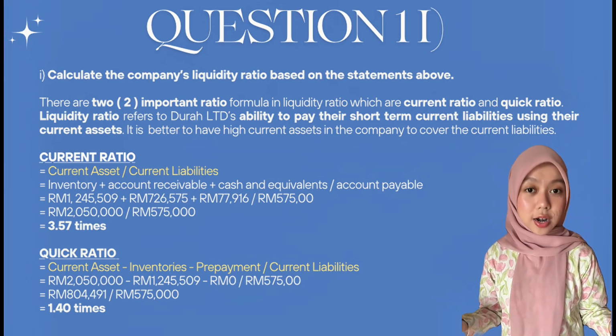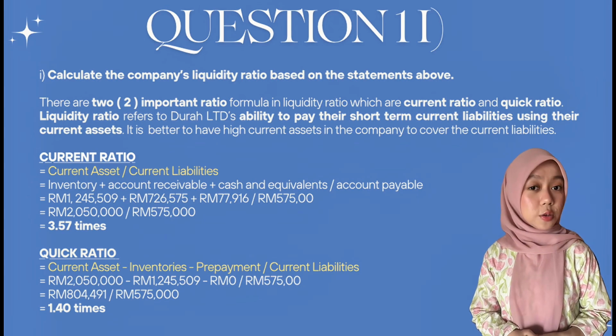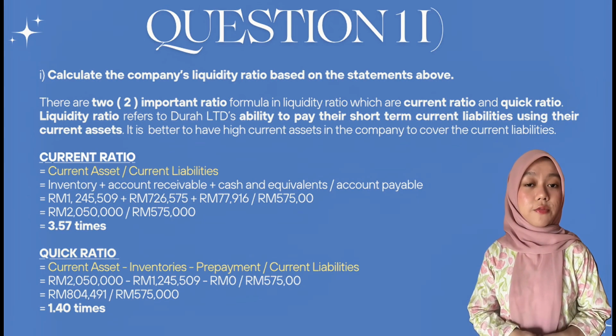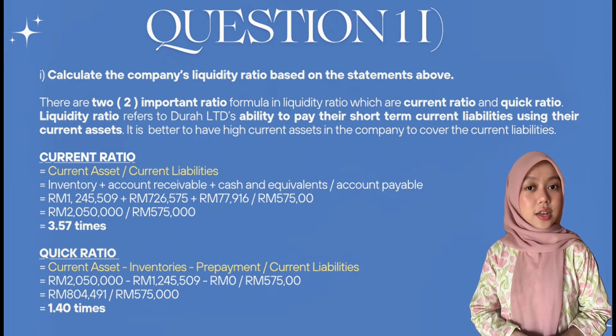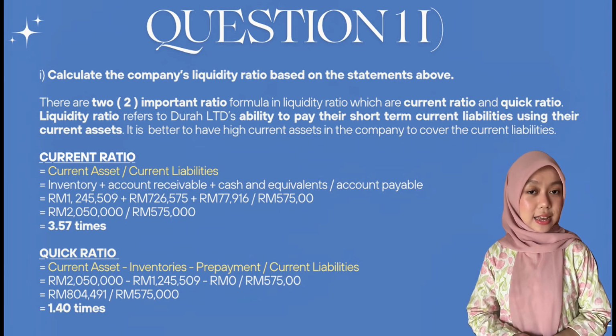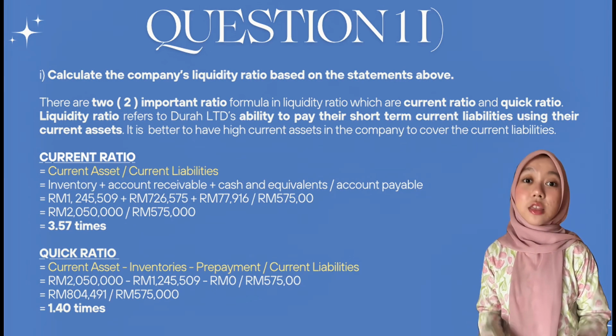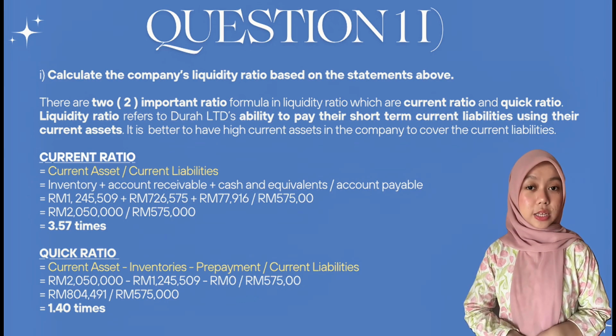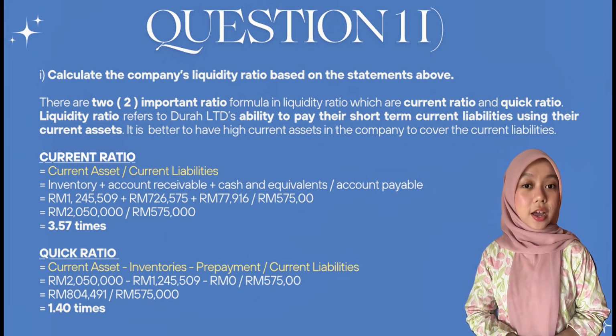The total of current assets will be RM2,050,000 divided by the current liabilities, which is RM575,000. So the sum will be 3.57 times. Next is the formula for quick ratio. The formula is current assets minus inventory minus prepayment, divided by the current liabilities.